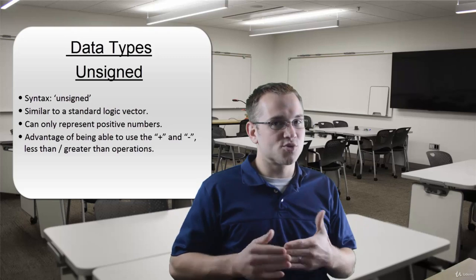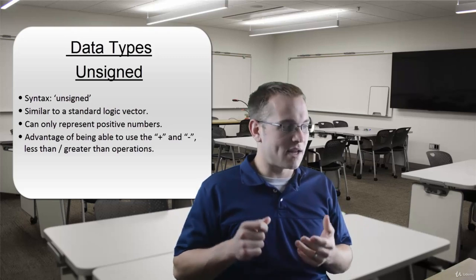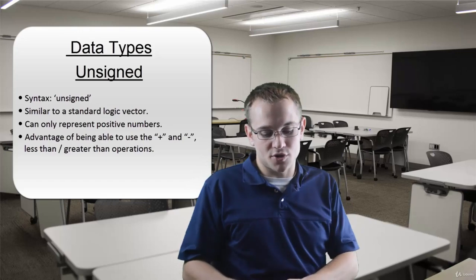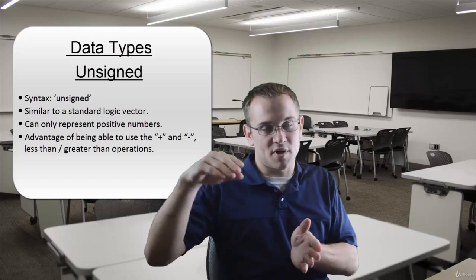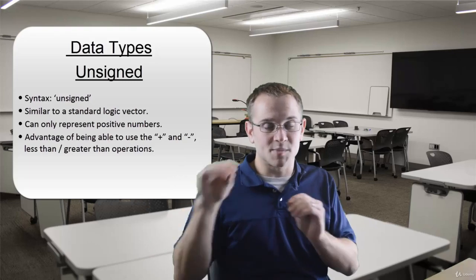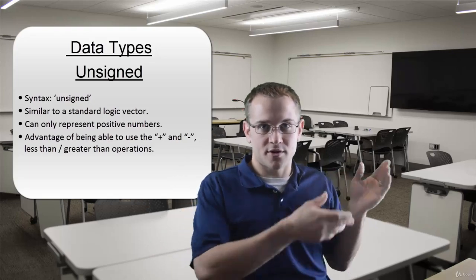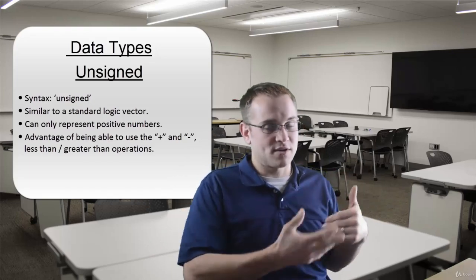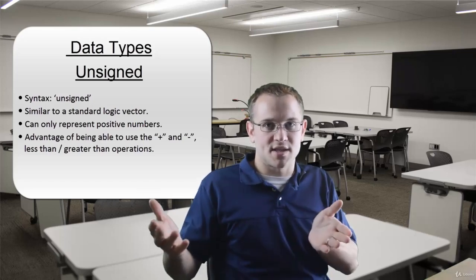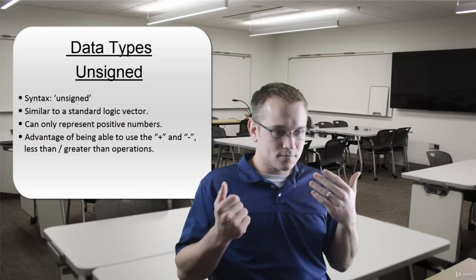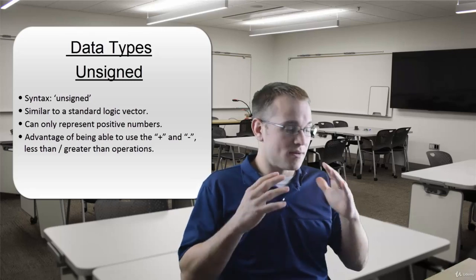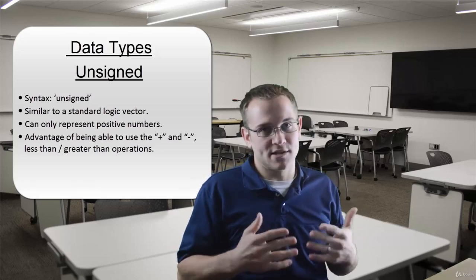However, the difference with an unsigned data type is that you have access to use the addition, so you can do an unsigned data type and say +1, or you can take 2 unsigned data types and add them together to get a third unsigned data type. Where standard logic vectors, you don't have that freedom. You can't do simple additions like that. It doesn't allow you to do that. So that's kind of the advantage of using an unsigned data type. And these can only be used to represent positive numbers.